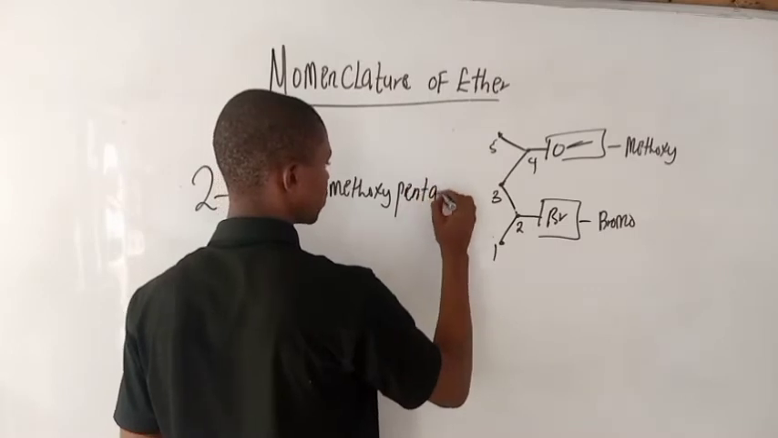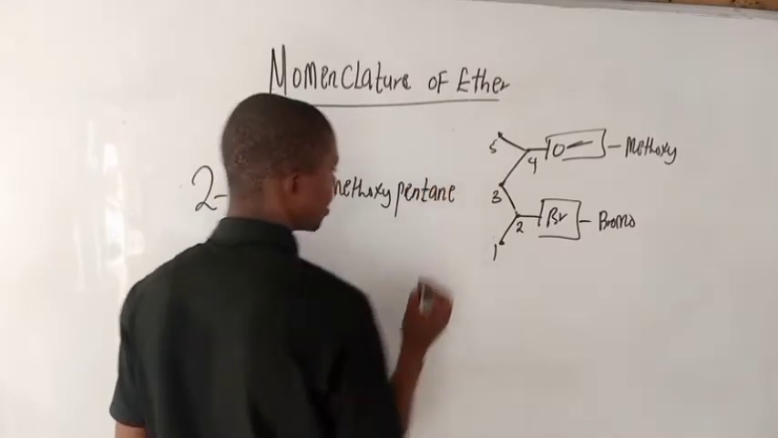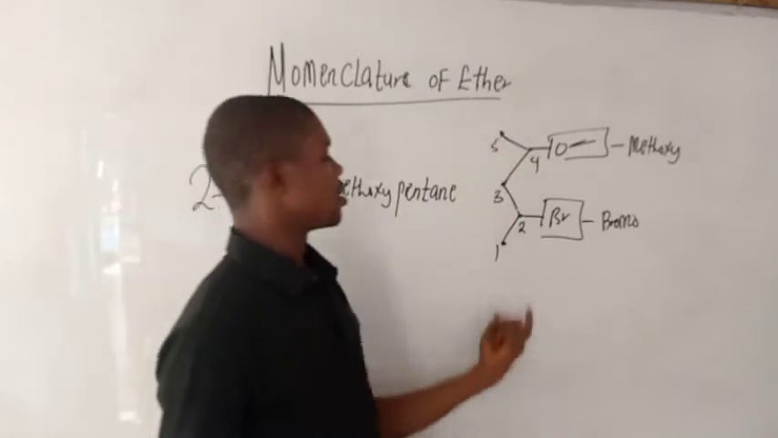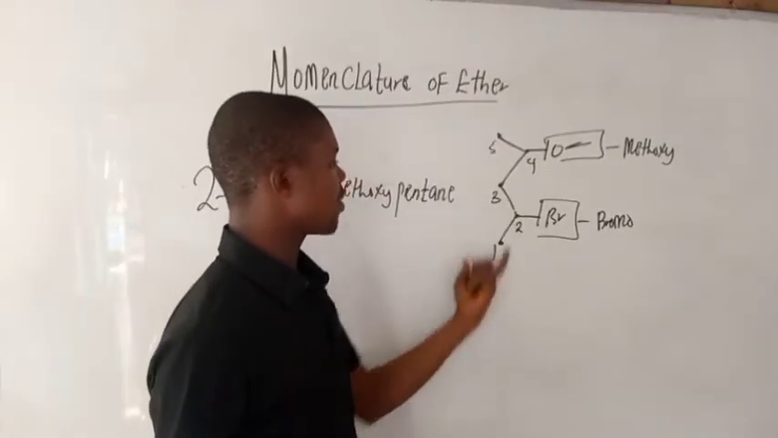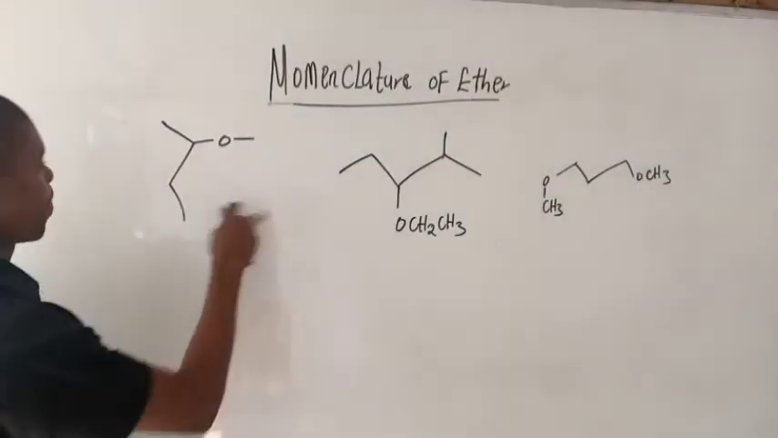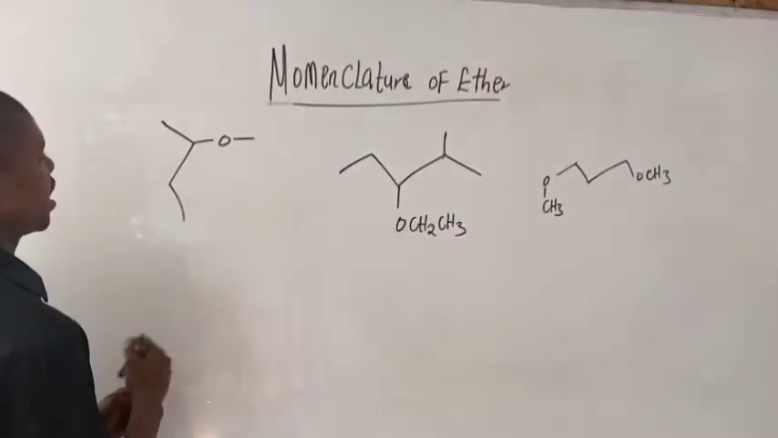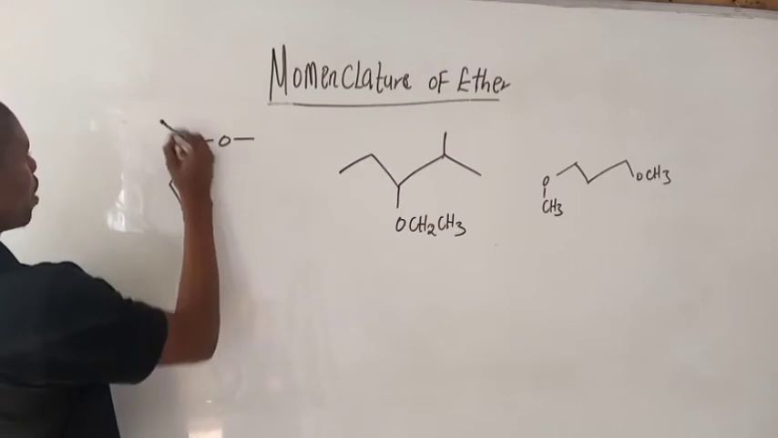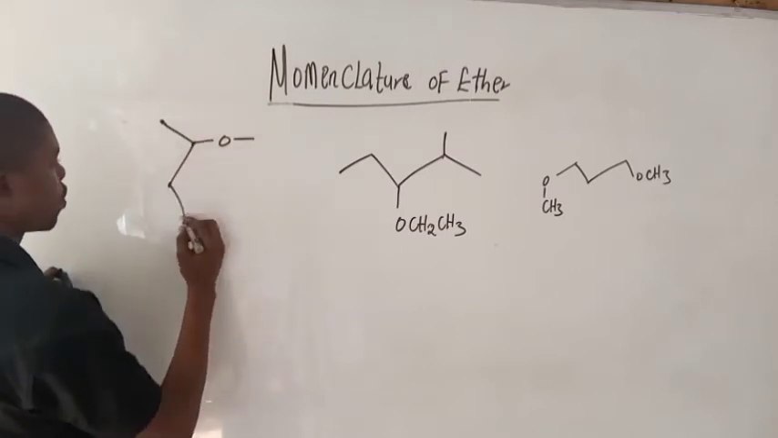Pentane. Here we have pentane, because the chain here has 5 carbon atoms. Let's name this one here. Here we have 1, 2, 3, 4, which is called butane.